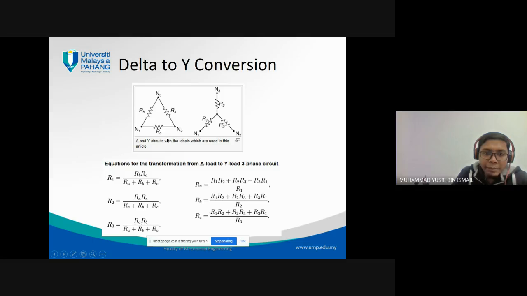And then similarly for R2, in order to determine R2, it is in between RA and RC divided with RA plus RB plus RC. Vice versa, let's say you need to determine the RA. So you will need to take the value of R1 times R2 plus R2 times R3 plus R3 times R1 divided with R1. This is for RA, which is the opposite.